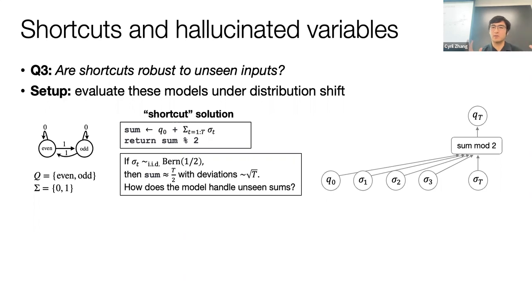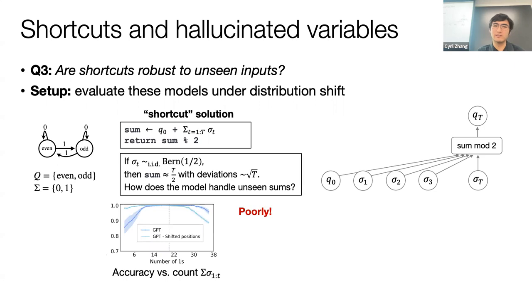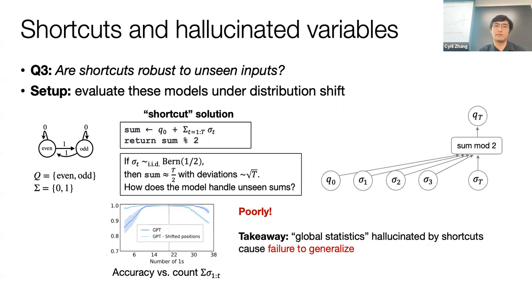If this network is really implementing this summation and then mod 2 operation, there's going to be this spurious variable that was imagined by this network of taking the sum, and the sum is in particular going to concentrate, if the inputs arise from independent coin flips. If a shallow network is really relying on counting to simulate long reasoning chains here, we might expect that for counts that are unseen in the training data, under distribution shift, these networks actually fail to predict correctly. And indeed, we have experiments for this. They do perform poorly under distribution shift.